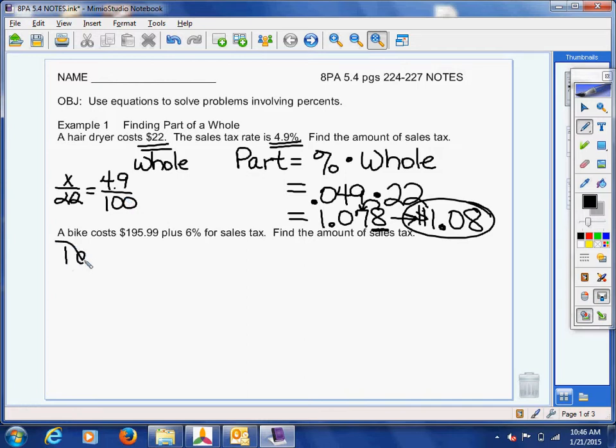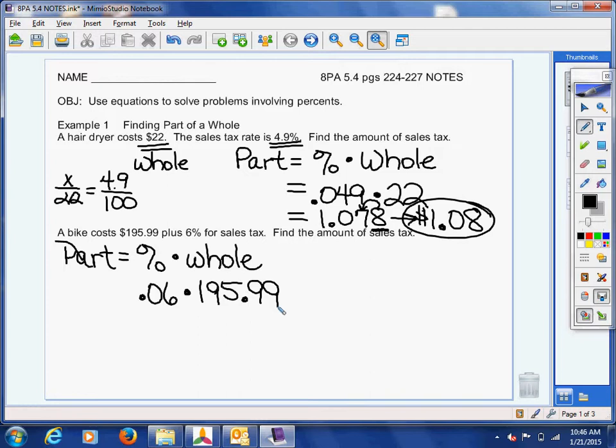Okay? So part, sorry about my pen, all you do is you take your percentage and you multiply it times the whole. Okay? Can I use the number 6 for 6%? Yeah, no, wait. I do have to turn it into a decimal form. So what is 6% in its decimal form? 0.06 times, and what's the whole amount? 195.99.